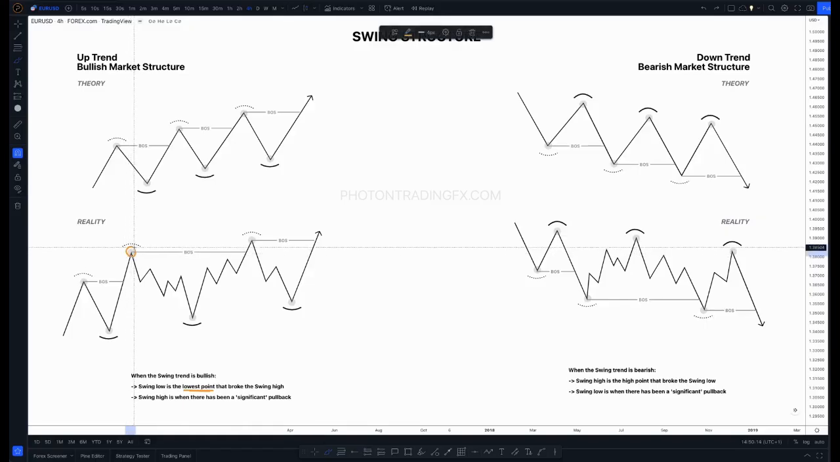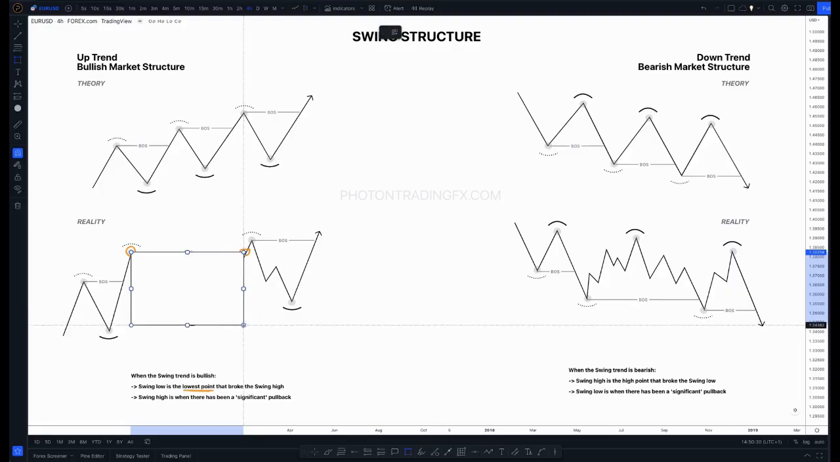So that's your high, that's the high where it breaks. So from where the high is printed to where it breaks, between those two orange circles, the new swing low, when that BOS occurs, will be the lowest point between those two, okay? So you could grab your box tool and draw it from the high across to where it breaks, right? And then drag it down.